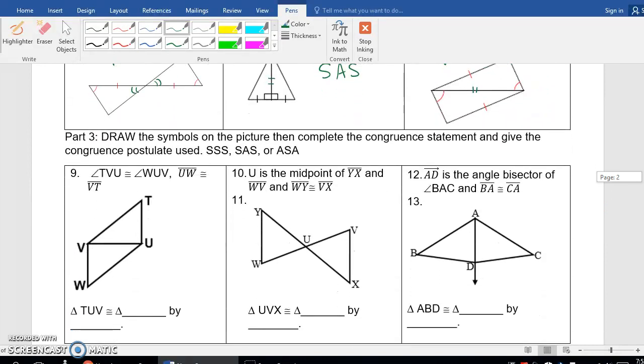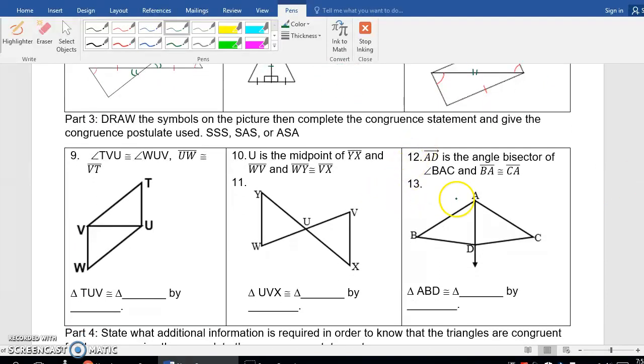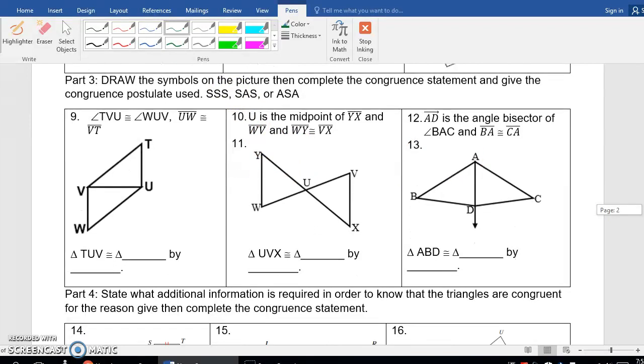Okay, part 3, we're going to draw the symbols on the picture that complete the congruent statement and give the congruence postulate we used. Okay? So, right now it says that angle TVU is congruent to angle WUV. So first I want to draw the symbols. TVU, this angle, is congruent to WUV, which is right here. And segment UW is congruent to segment VT. Okay, so I've labeled what they've given us.